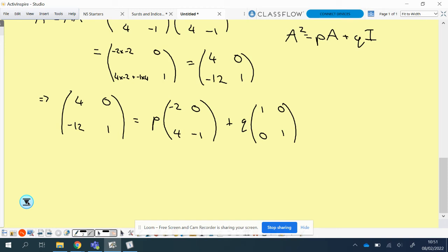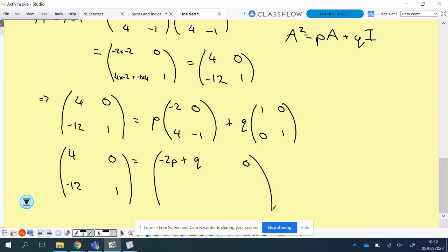So what we're going to do is fix the right-hand side and then compare coefficients, a bit like how we've done it already in the course. Looking at my first entry, negative 2 multiplies p, so that's negative 2p, plus 1 times q, that's just q. And I know my first entry for A squared was 4. Second entry, p times 0 is 0, plus q times 0 is 0. Bottom left corner, p times 4 is 4p, plus 0 lots of q, just 4p. Lastly, negative 1 times p is negative p, plus q, so negative p plus q.